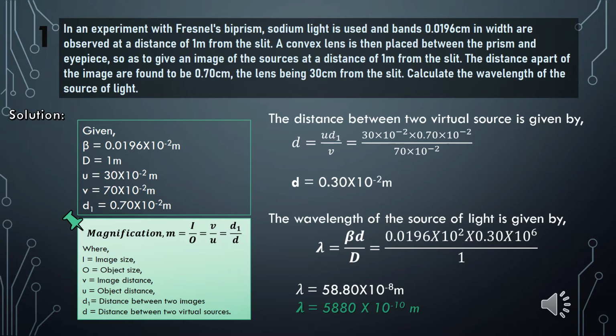Substituting in the expression for wavelength, lambda is equal to beta small d by capital D, and simplifying we get the wavelength of light lambda is equal to 5880 into 10 raised to minus 10 meter.